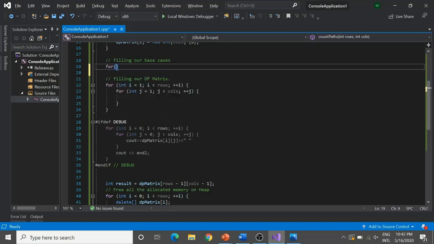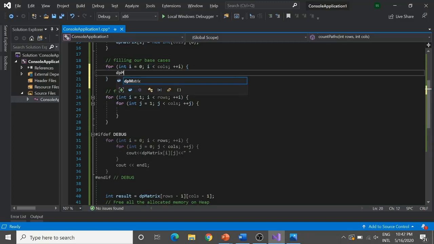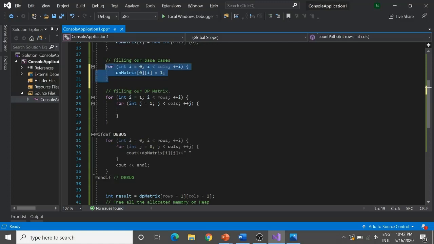So if we try to implement all these base cases, I would be populating my first row, and to do that I would be populating it with the help of this for loop. And what can I do over here? Again, what does this 1 signify? Whatever subproblems are present in the first row, all of them would have an answer of 1. And why 1? Because the total number of paths to reach that node from source 0 comma 0 is 1.